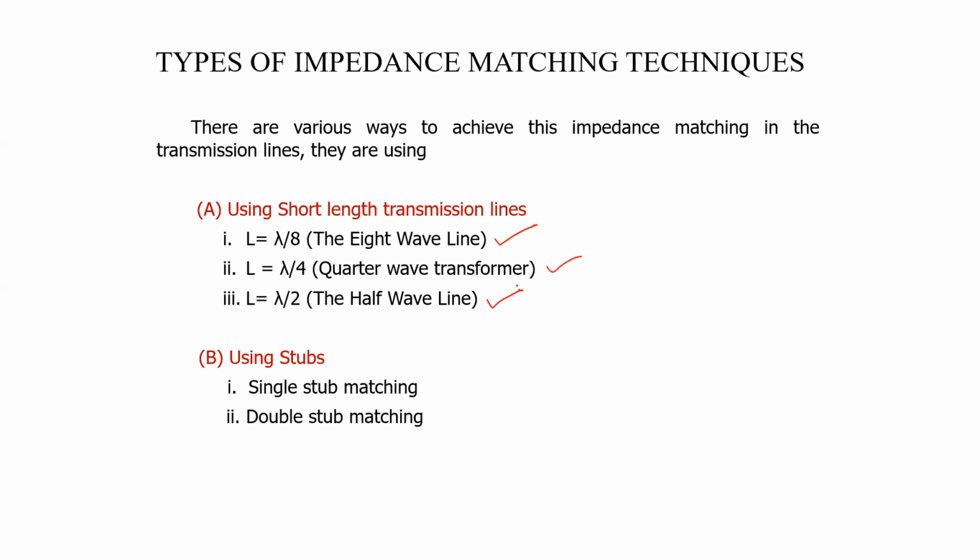In addition to these short-length transmission lines to provide impedance matching, we can also make use of stubs. There are two types of stubs that perform impedance matching between a load and the source. They are named single stub matching and double stub matching. Now, in this video, we are going to see the explanation of the half-wave line as well as the eighth-wave line.